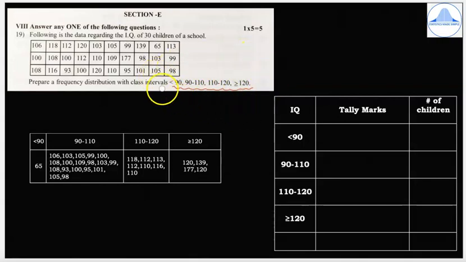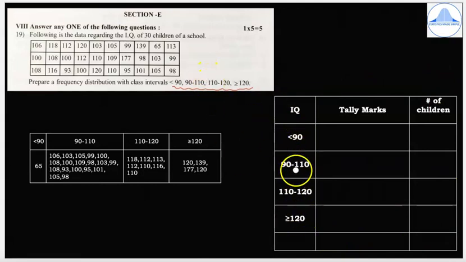Please note that here the class intervals are already specified. So you shouldn't use the range, Sturges' rule and the width of the class interval for any calculation. First form a table with the column as IQ and write down the class intervals as specified in the question.